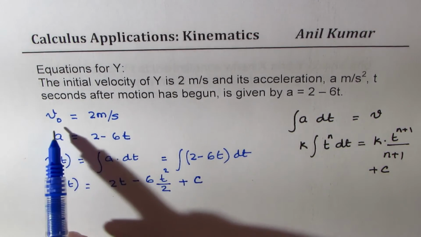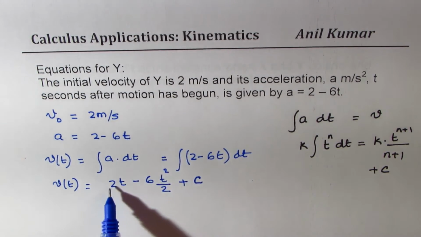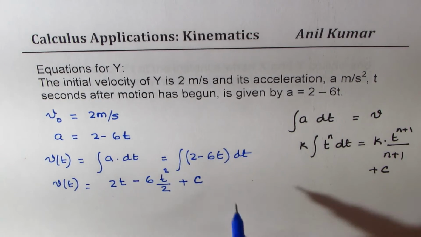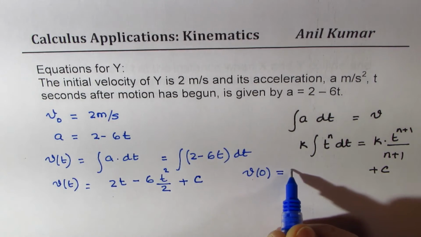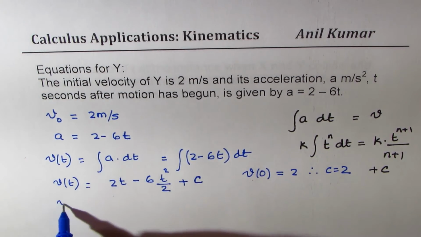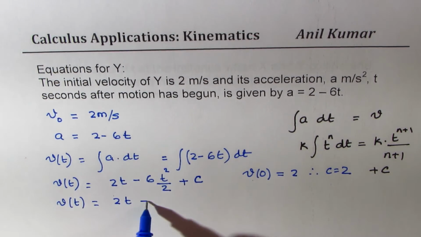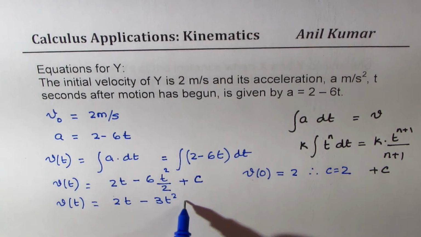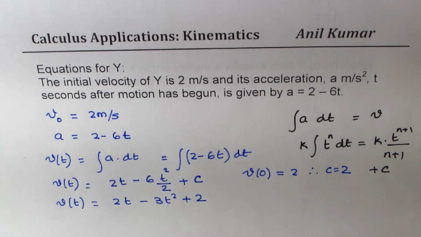We are given that at t equals 0, velocity is 2 meters per second. So if I substitute that, we know that v of 0 is equal to 2, and therefore c equals 2. Perfect. So we get the expression for velocity as 2t minus 3t square plus 2. Does it make sense to you? Right? So that is how we get velocity.